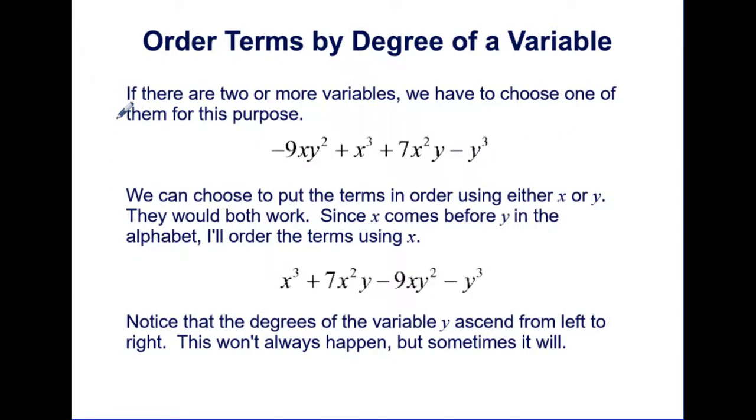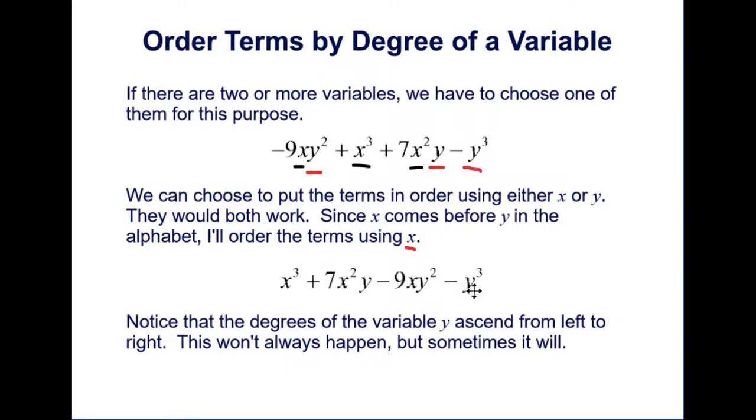If there are 2 or more variables, we will have to choose one of them for the purpose of ordering. Here's an example of an expression with more than one variable. We have x's and y's. So we have x to the third, x squared, and we have y squared, y, and y to the third. So we can choose to put the terms in order using either x or y. It doesn't matter. They would both work. But since x comes first in the alphabet, I'll order the terms using x first.